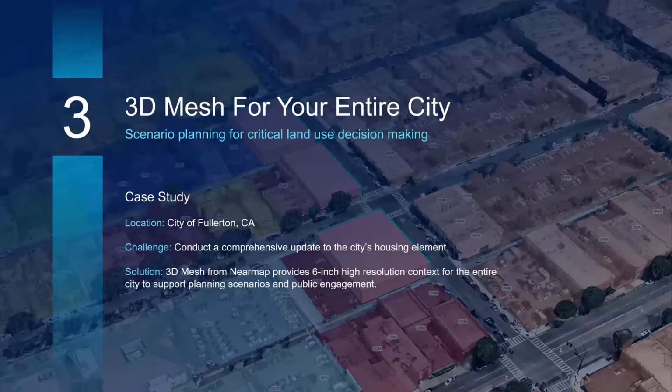Our next example takes us to the city of Fullerton, California. Many use cases require a textured model of the city in order to better communicate planning scenarios and obtain buy-in, often for some contentious decisions around housing density. So in this next example, we'll demonstrate how a 3D mesh from our partner Nearmap can provide citywide context for ongoing planning initiatives using ArcGIS Urban. So let's go ahead and dive in.